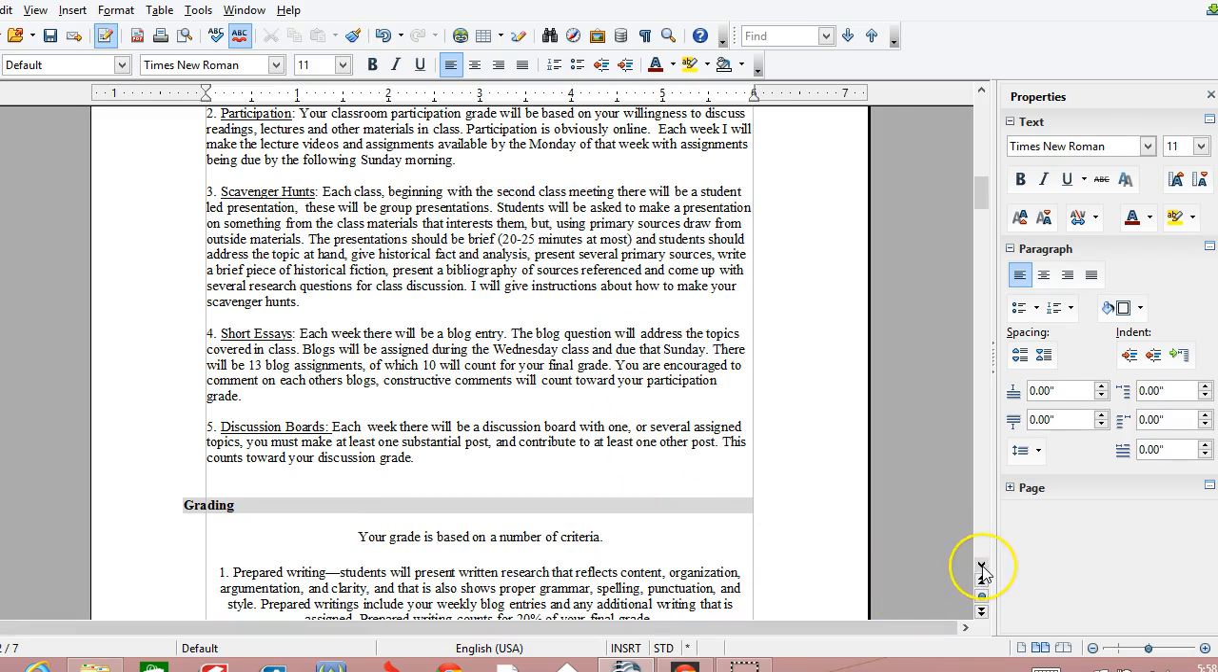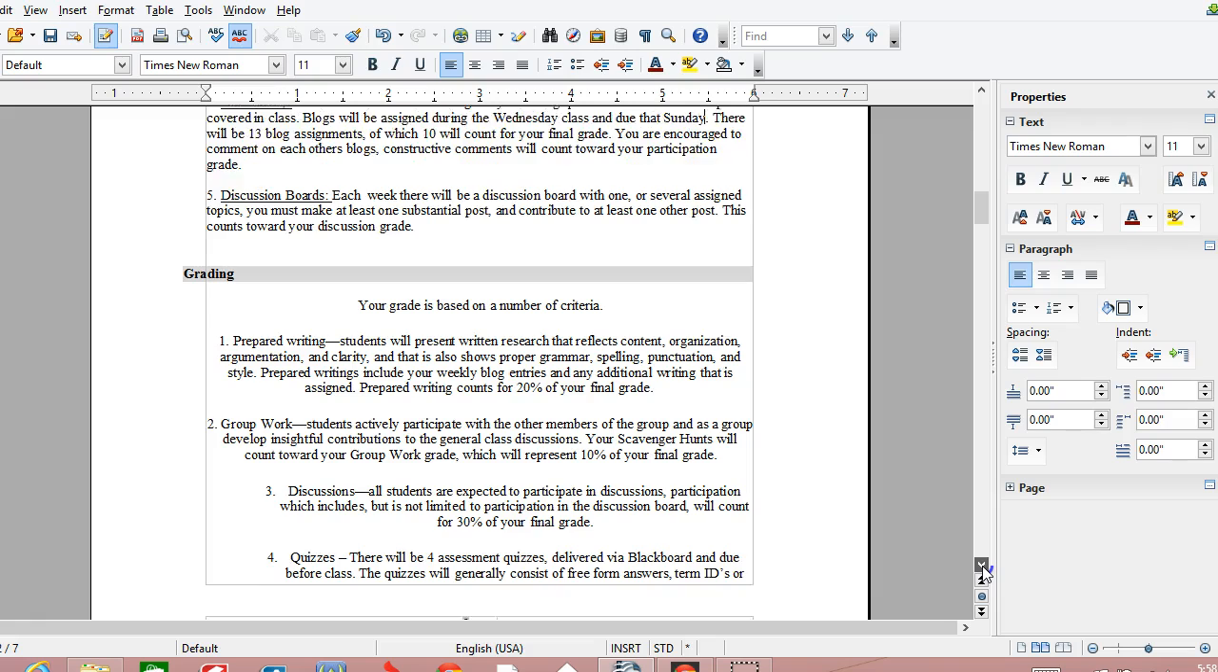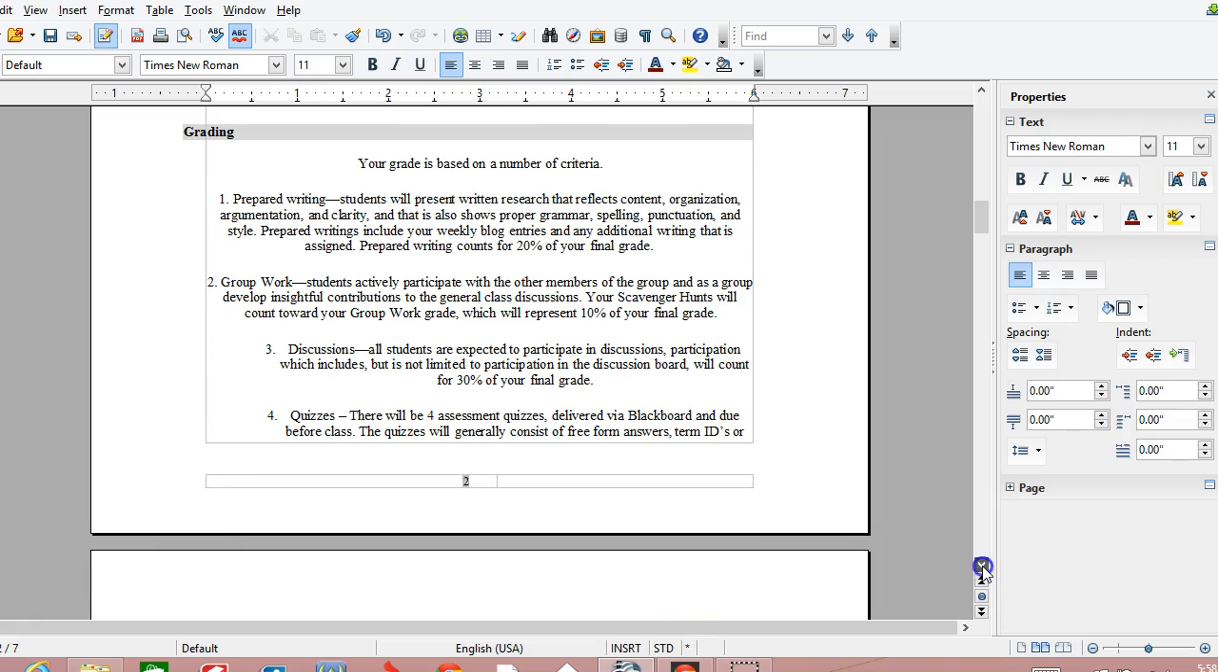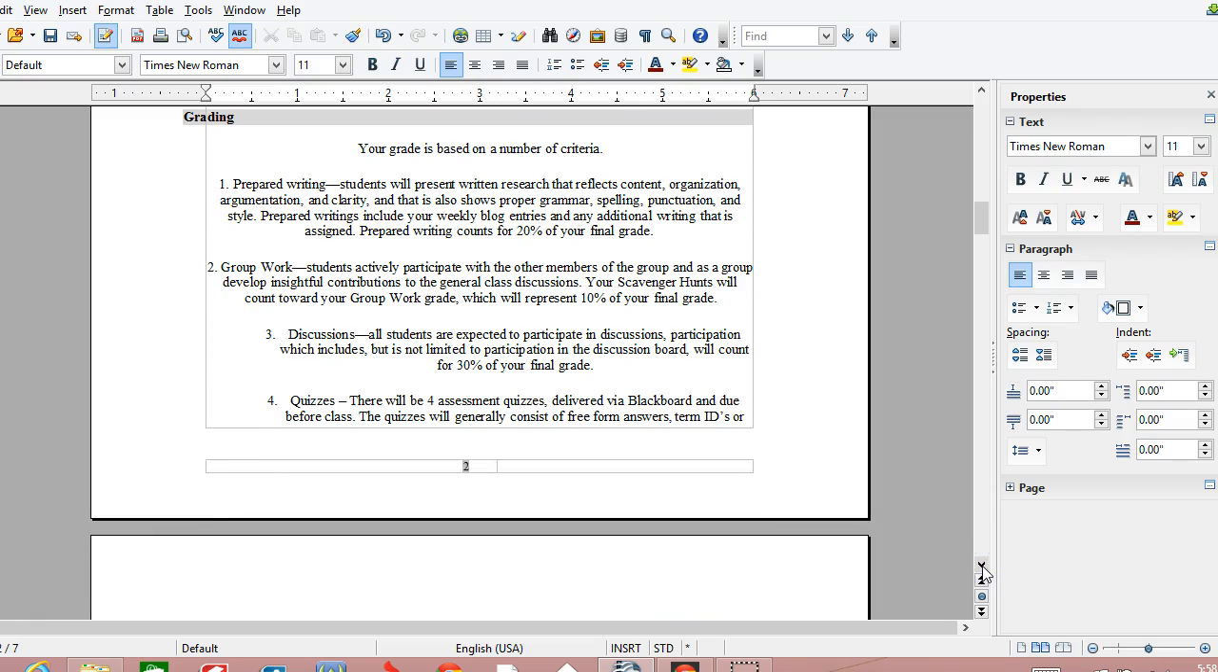Each week there'll be a discussion board with one or several assigned topics. You must make at least one substantial post and contribute to at least one other post. This counts towards your discussion grade. How do I prepare your grade? Prepared writing, your blog entries, and any additional writing, which is rare but could happen. And this counts for 20% of your final grade.